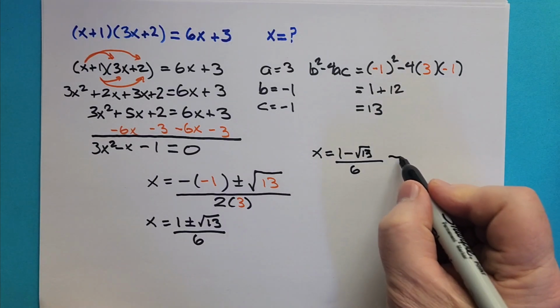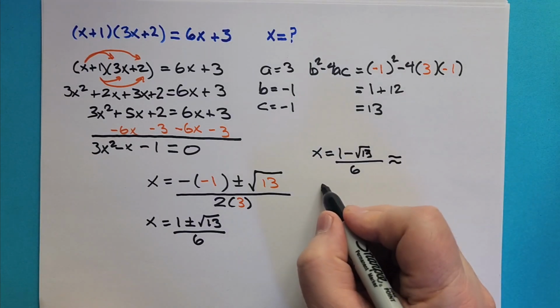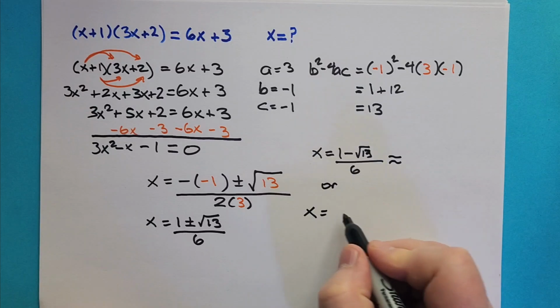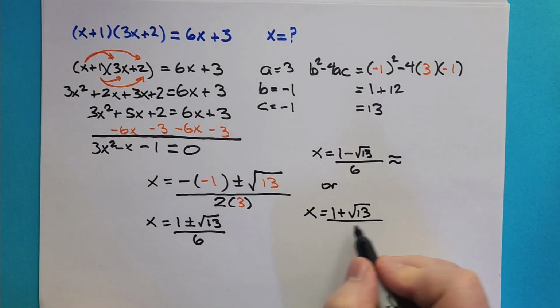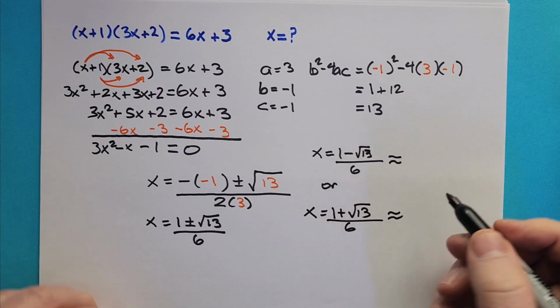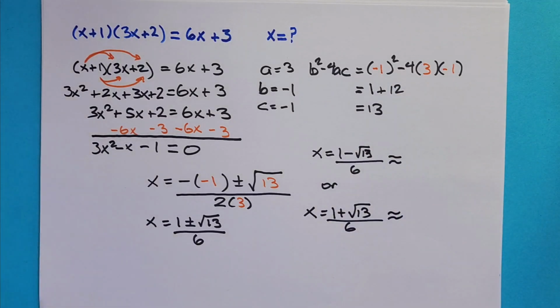And we can go ahead and approximate that in a calculator. And then the other root is x is equal to 1 plus root 13 all over 6. And we'll do the same thing on there. We'll approximate with a calculator. So I have a scientific calculator handy.